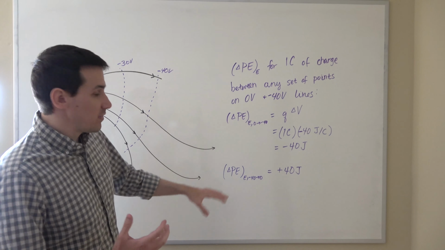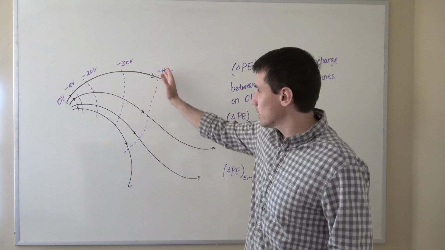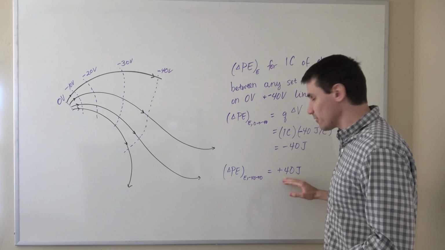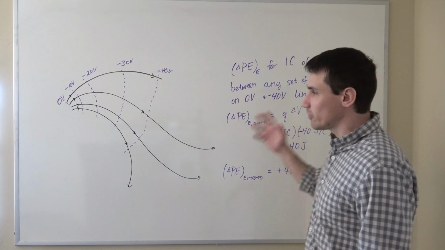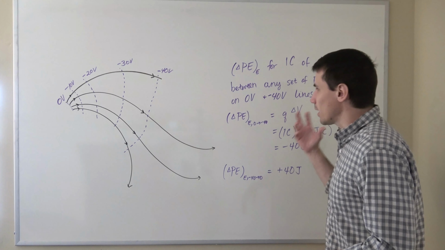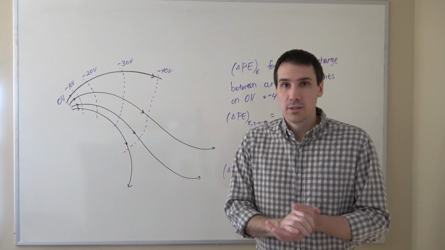If the protons went the other way, if they started at the negative 40 volt line and moved to the 0 volt line, then they would gain 40 joules of energy because they would be moving against the electric force on them. The other nice thing about this potential is that path doesn't matter.